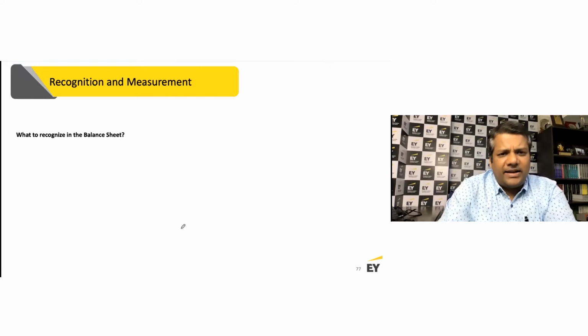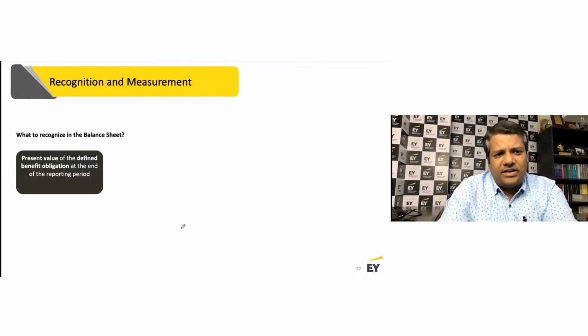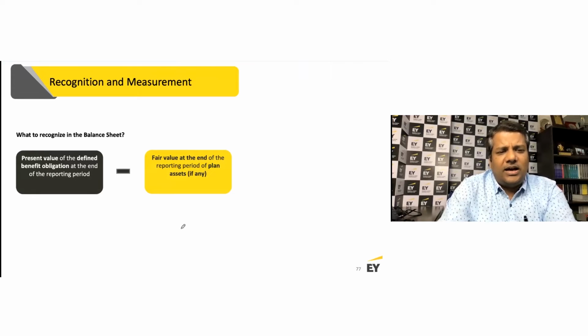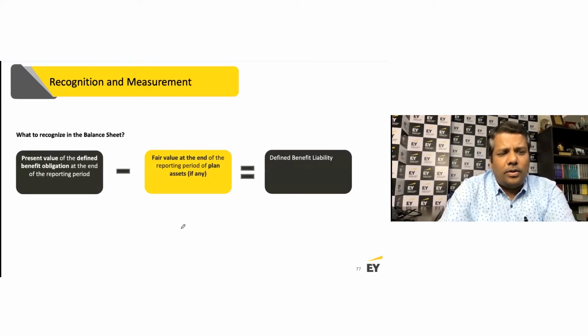Okay, now what to recognize in the balance sheet is the present value of the obligation at the end of the reporting period minus the fair value at the end of the reporting period, if there are any plan assets in relation to this, and that becomes your liability or the asset as the case may be.